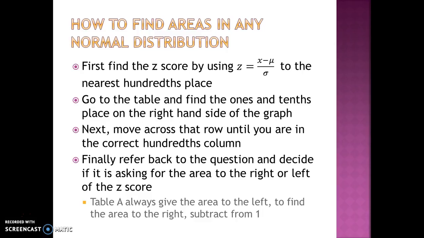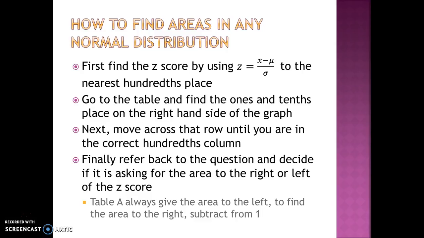So how would I find the area of a normal distribution? The first thing I'm going to do is find the z-score by using x minus the mean over the standard deviation, and you always take it to the nearest hundredth place. Then you go to the back of the book, find the table, and find the ones and tenths place of your z-score on the left-hand side of the table. Next, you move across the row until you're in the correct hundredths column. Finally, you refer back to the question to decide if it's asking for the area to the right or to the left of the z-score.